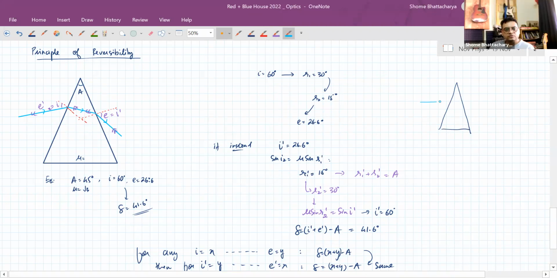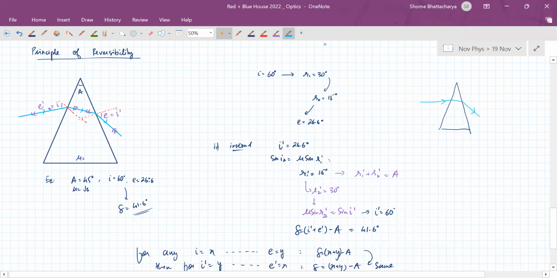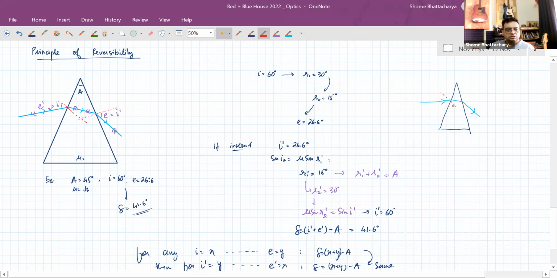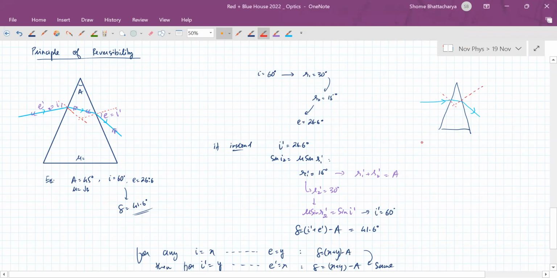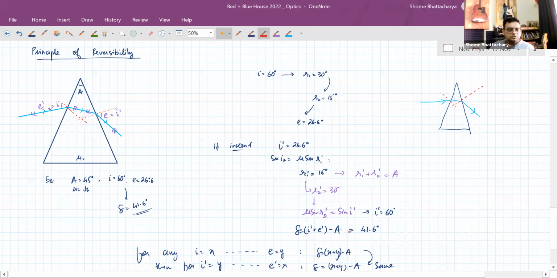So that should be E prime is equal to 60 degrees, no? The E prime, you've written I prime. Yes, E prime will become 60 degrees. Oh, sorry. Yes, my mistake. This should not be I prime. Just make a correction, people. This should be E prime.